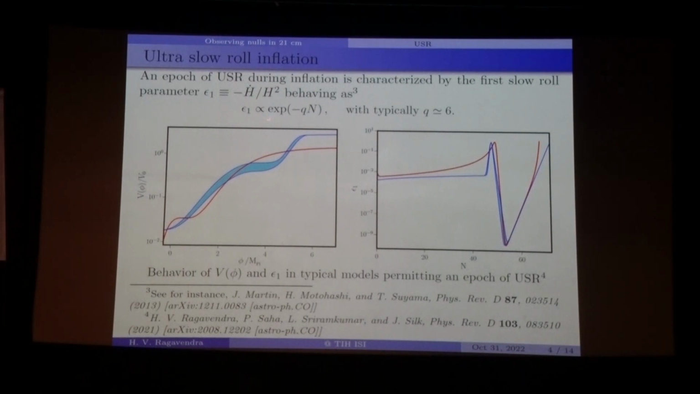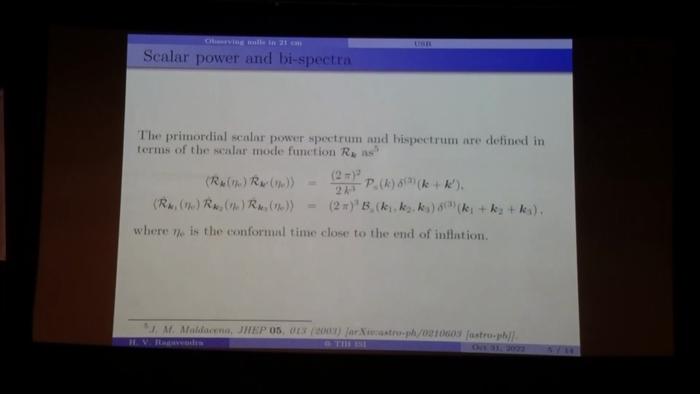And it is known that as the field undergoes this epoch of ultra slow roll, this epsilon 1 undergoes an exponential suppression, with this Q parameter being typically 6. These are just details of the model, and you can see elaborate discussions in the references given below. But I am trying to motivate what is the general characterizing feature of ultra slow roll models. So, with this, we see the corresponding features in power and bispectra.